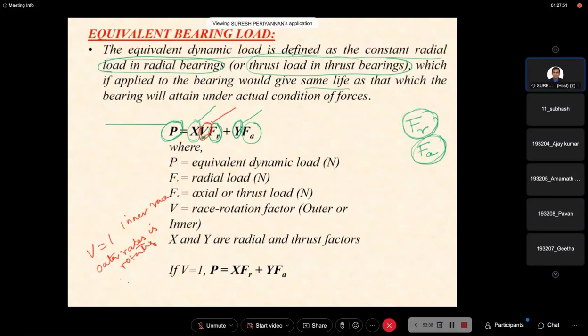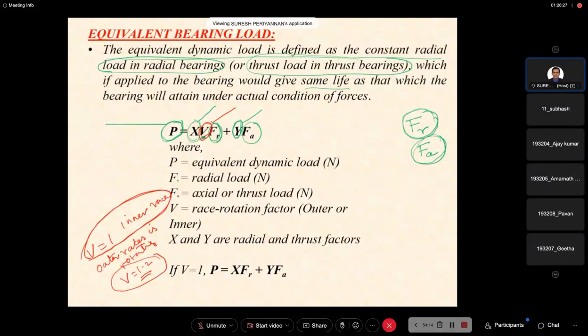Then what is V equal to 1.2? V is equal to 1.2 we have to consider when the inner race is stationary, fixed with the shaft or some other structure, and the outer race rotates. But in most applications we use the ball bearing with the inner race rotating and the outer race fixed, as in the diagram shown on the first slide.